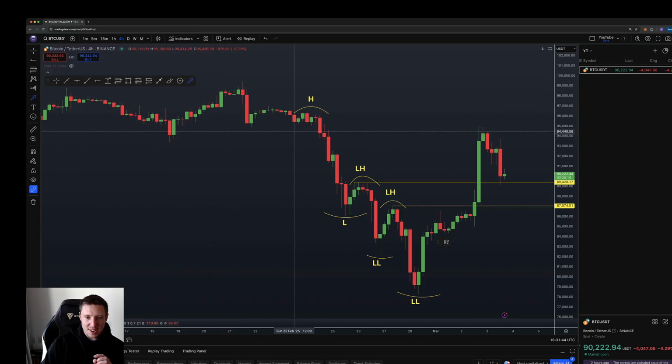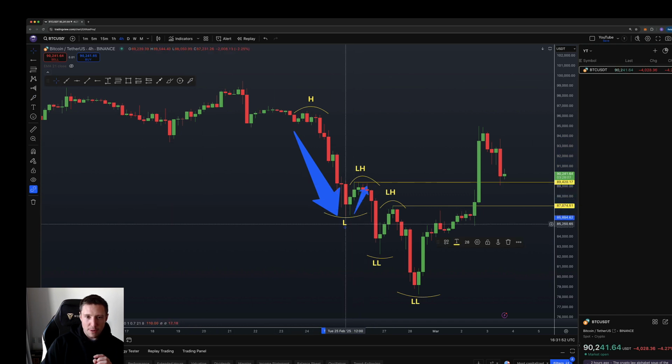Price then dropped considerably down to $87,000 before having a small bounce. So that's our low. So that started off with a high, then we made our low, then we've come up, we've bounced, and we've made a high here, which is lower than the previous high. So that makes it a lower high.